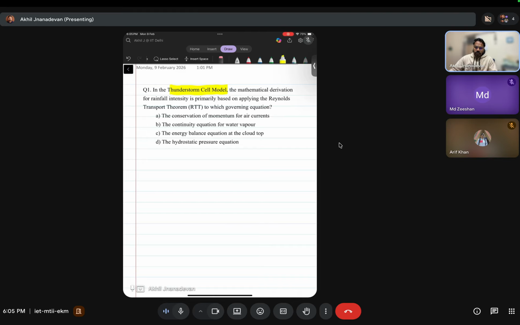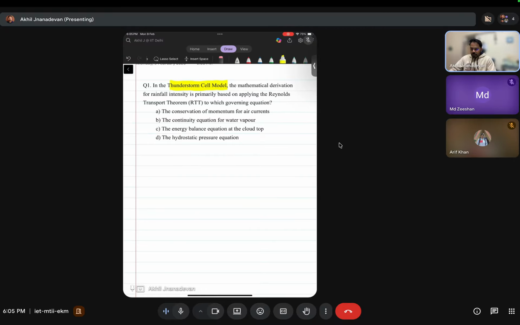That is basically a theorem that connects the conservation laws, which are defined in the Lagrangian frame of reference, to the Eulerian frame of reference or the control volume frame of reference, which we extensively use when we are dealing with fluids, that is gaseous or liquid forms. Okay, so the first question is related to the thunderstorm cell model, so I can read it out. In the thunderstorm cell model, the mathematical derivation of rainfall intensity. I already explained that we are basically using this particular model to find the rainfall intensity.